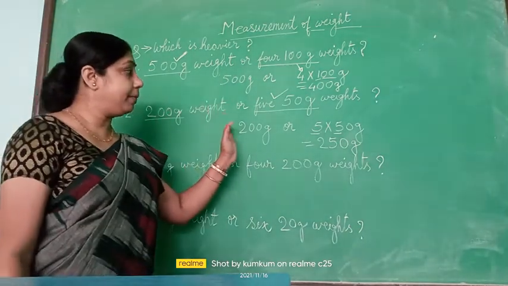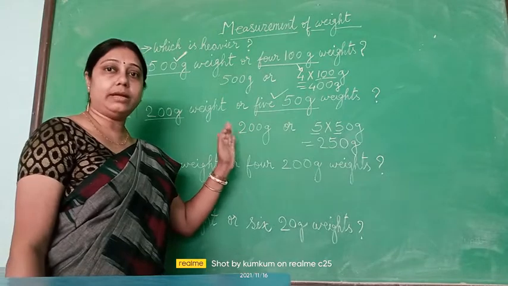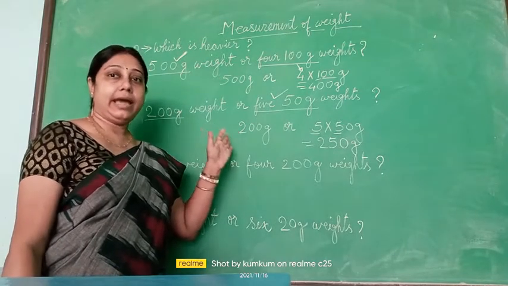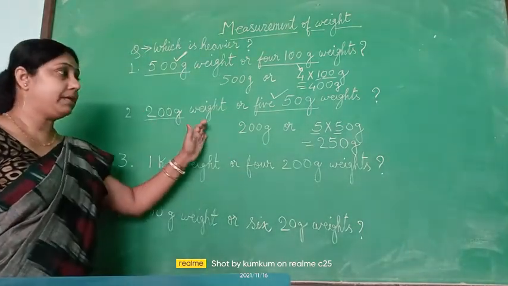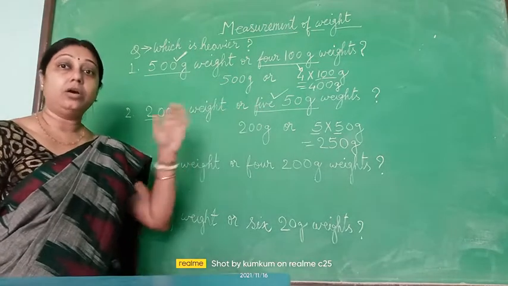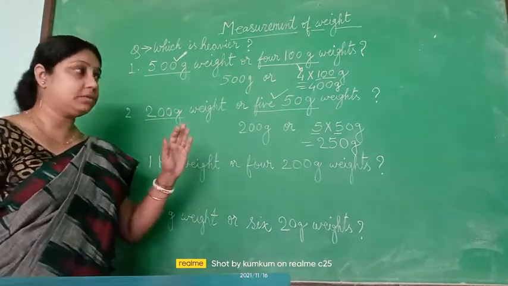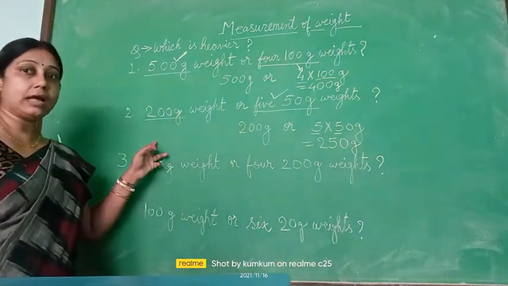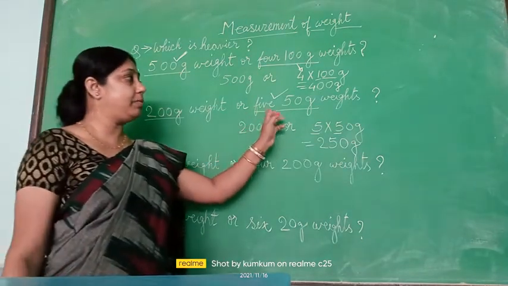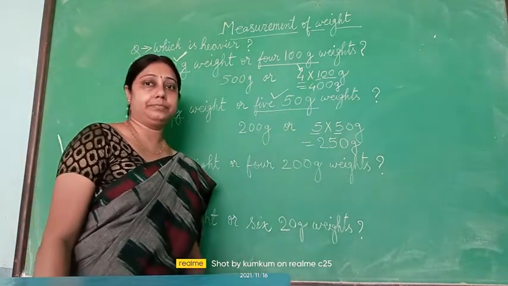See, breaking up is easier for you. You can do it as rough work, and if you want to copy the question, put a tick over it, or if you don't want to copy the question, directly write down the answer. That means here the answer will be 550 gram.